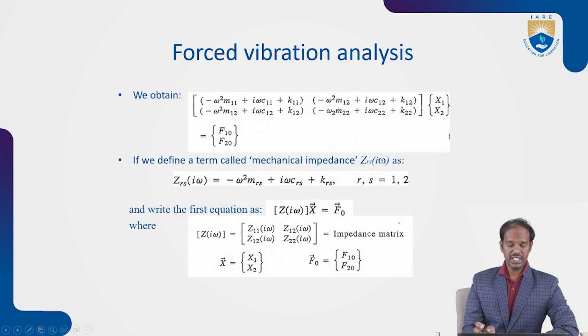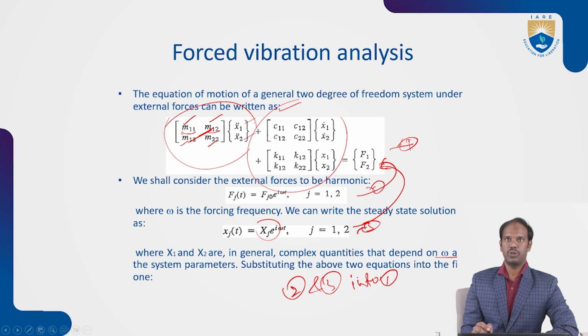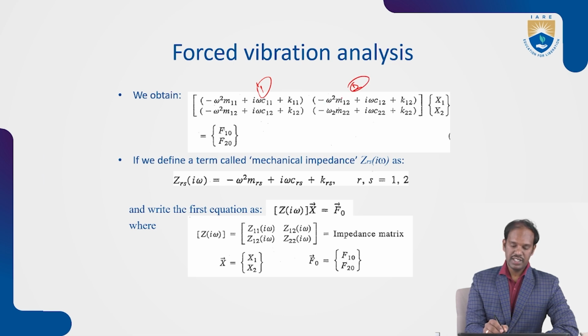So we substitute the above two equations, 2 and 3, into equation 1. Here we obtain element 1 as minus omega squared m11 plus i omega c11 plus k11, and element 2 will be minus omega squared m12 plus i omega c12 plus k12, and the same for the 12 terms.